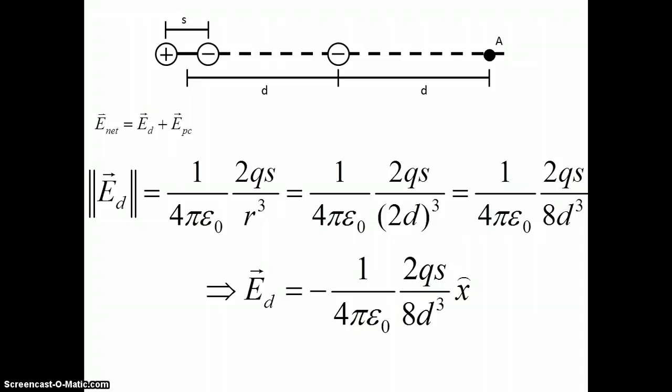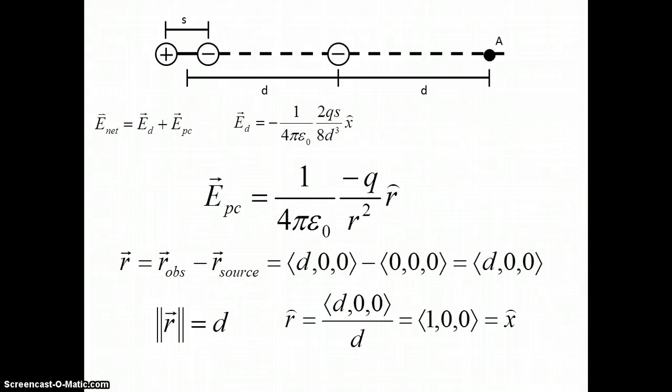The magnitude of the electric field of the dipole is 1 over 4 pi epsilon naught times 2qs over 8d cubed, using the same formula we used earlier. Also, using the same logic as earlier, we know that the direction of this electric field is toward the dipole. So the final electric field of the dipole is negative 1 over 4 pi epsilon naught times 2qs over 8d cubed in the x hat direction.